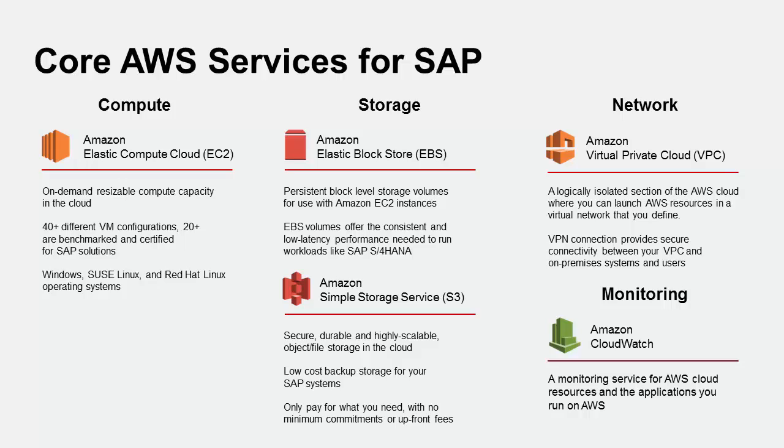Our networking service is our Virtual Private Cloud, or VPC. VPC is a logically isolated section of the AWS cloud where you can launch AWS resources in a virtual network that you define and control. And the VPC also provides connectivity back to your network, either over a physical VPN connection or a private network connection through a service called AWS Direct Connect.